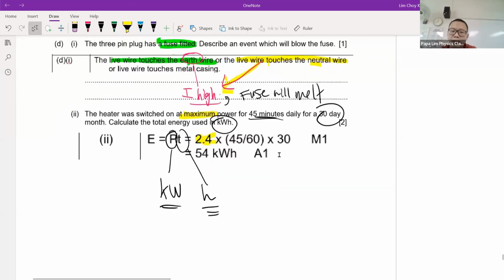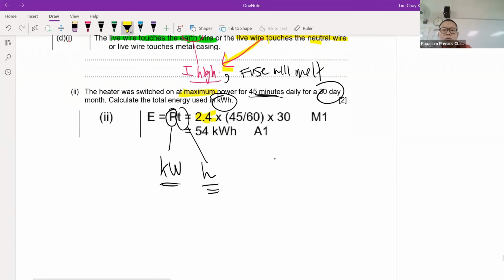Timing will be 3/4 times 30 days. So this will be the total energy used by the heater itself. I would say it's a fairly simple question here. So just take note, if I were the student on that day, I would definitely choose this question as one of my 2 questions.